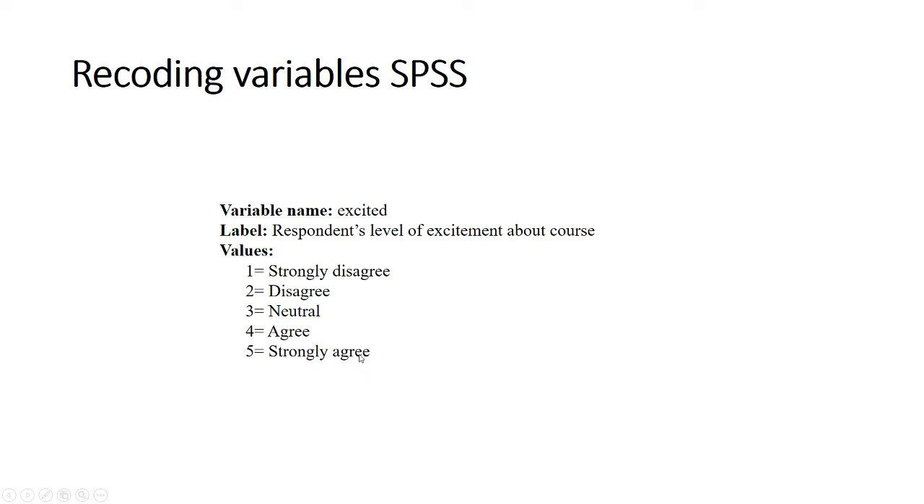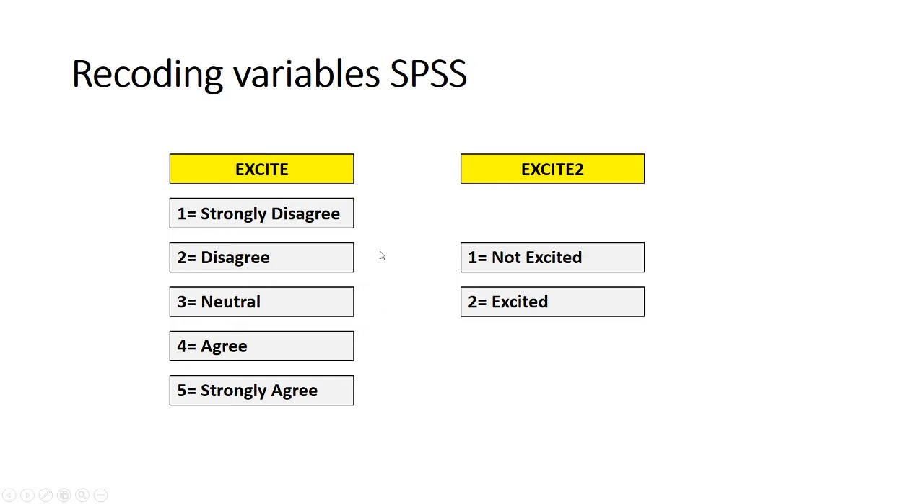Now, I don't love the way this variable is coded because I really don't know what the difference is between strongly disagree and neutral. Nor do I know the difference between agree and strongly agree, right? And so what I really want to do is recode the variable excite into a second variable that we can call excite2. This variable will be coded in a better way. I like to have two categories particularly, where one is not excited and two is excited about the course. This variable is much simpler, and I think it will make more sense.